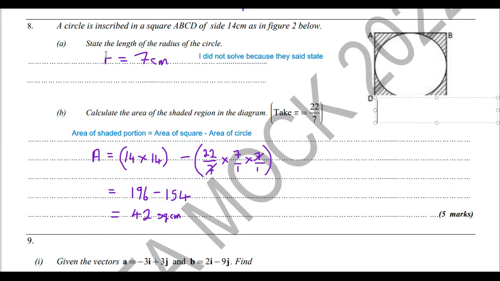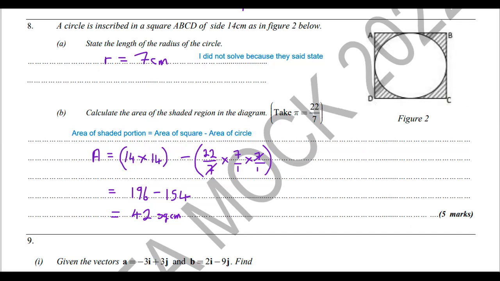And since the solution states, I've not solved, but if you solve, that is going to give you radius equal to 14 centimeters on 2, which is 7 centimeters. Now calculate the area of the shaded region in the diagram, taking pi equals 22 on 7. The area of this shaded region will be given by the area of the square minus the area of the circle. The area of the square is side times side, that is 14 times 14, minus area of the circle, which is pi times radius times radius. So when we cancel out and simplify, we're going to have 142 centimeters squared.